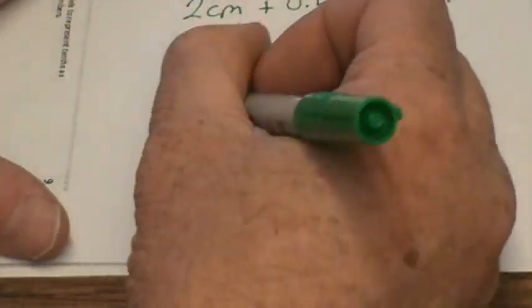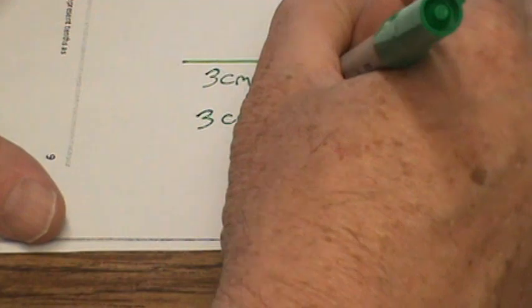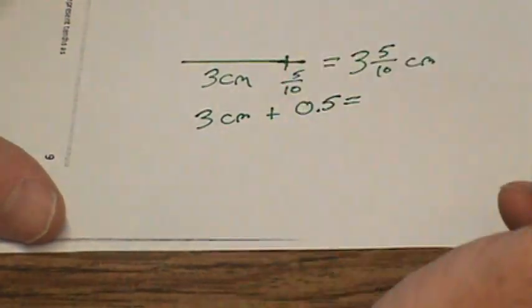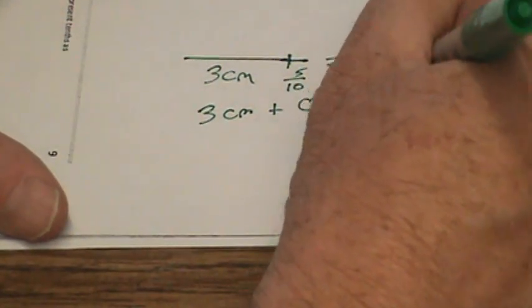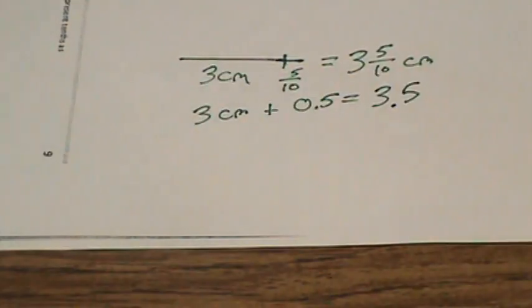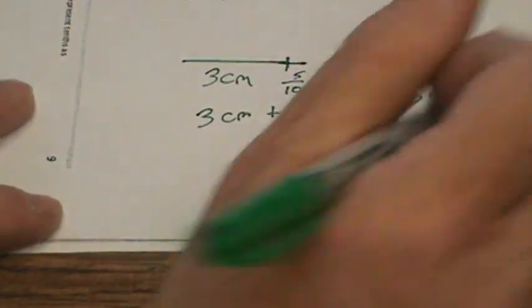But also we could do this. I could do 3 centimeters plus 0.5, or 5/10 of a centimeter, would equal 3.5, or 3 5/10 of a centimeter.